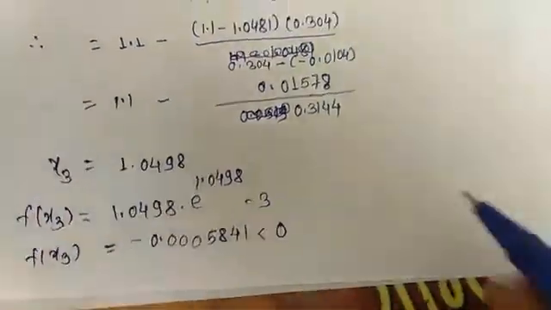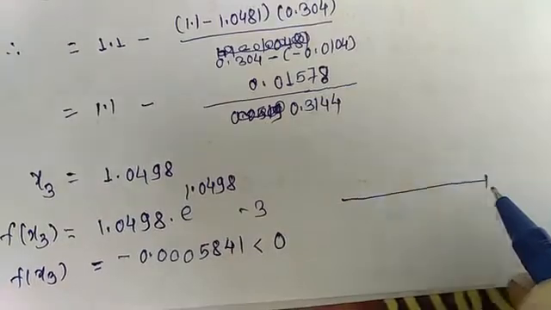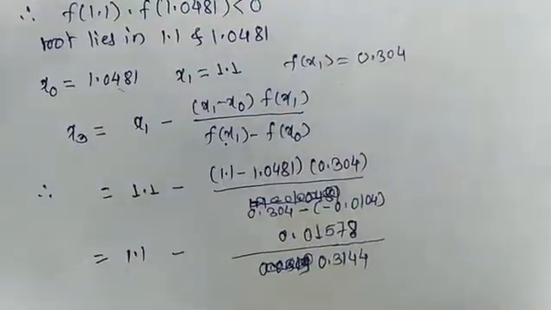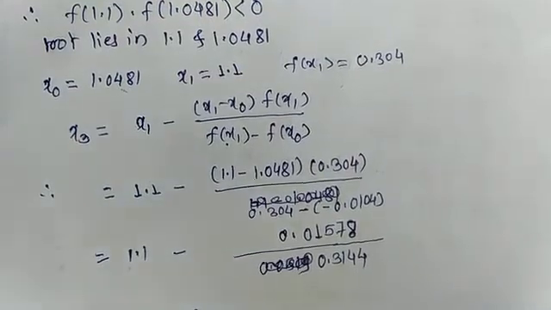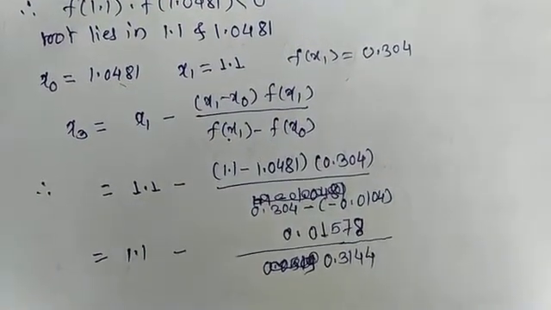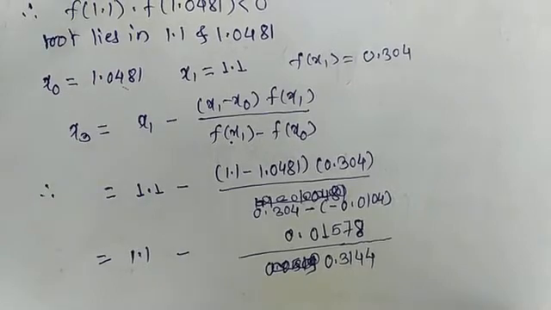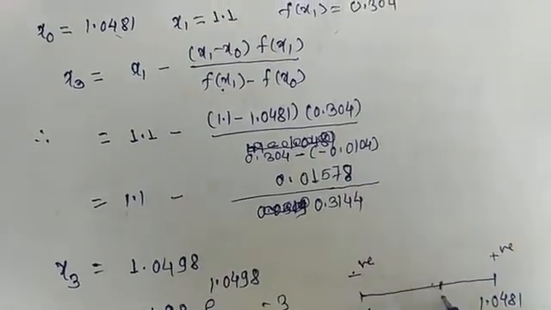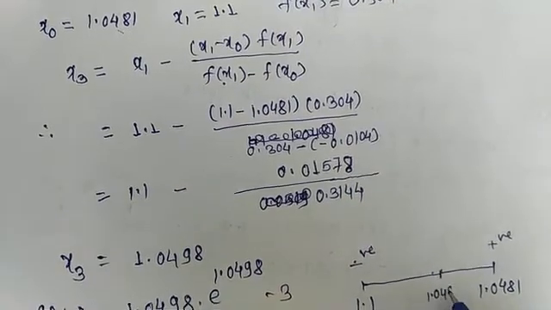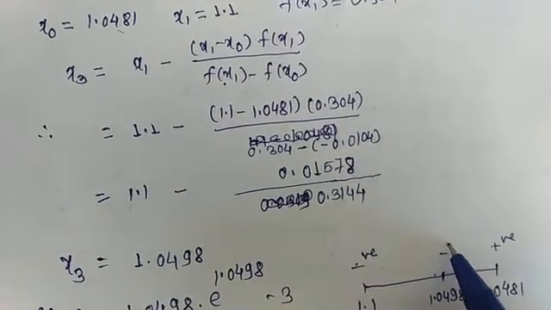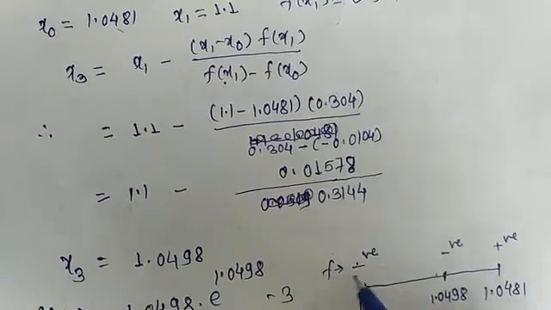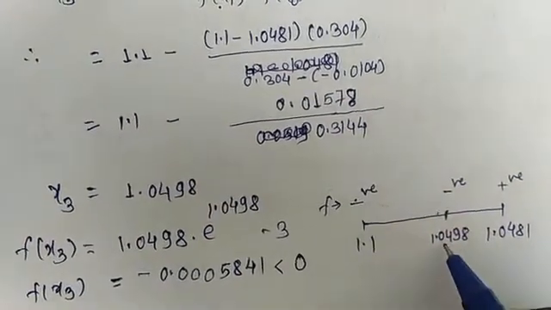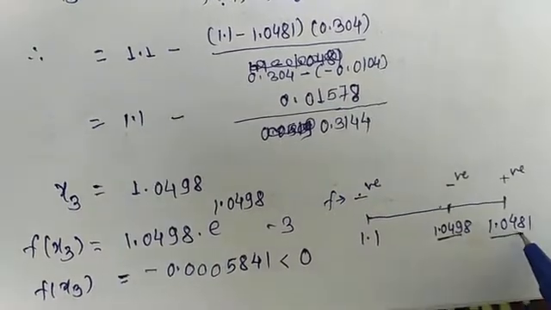Okay. So now the interval is from 1.1 to 1.0498. Here it is negative, and at 1.1 it was positive. Our next value is near about 1.0498, and its value is negative. Here we have taken only the sign of the function value. So our next interval will be in between these two.